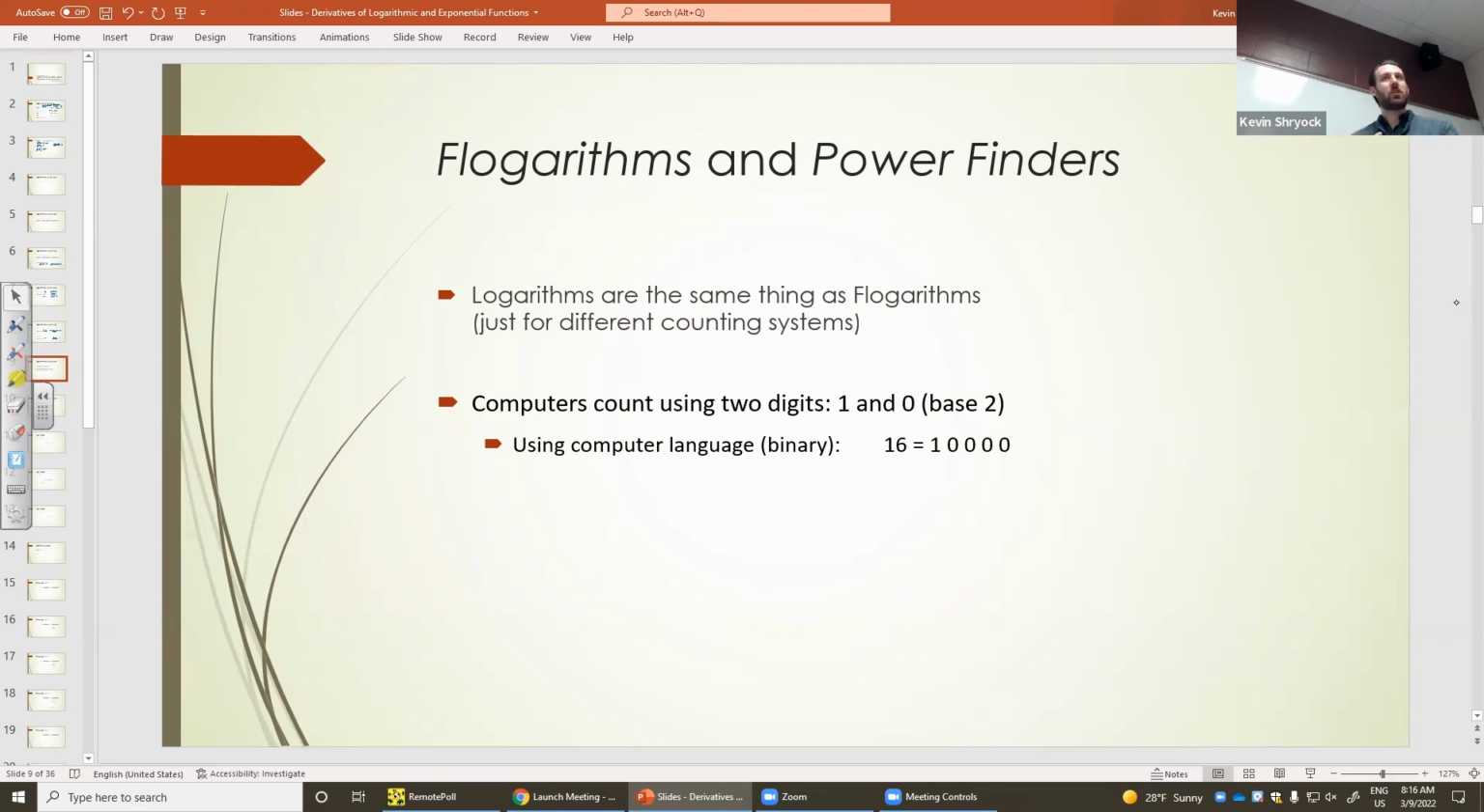Would it surprise you that there are cultures that count differently? There are cultures that count in 20s. Why do you think they count in 20s? Fingers and toes, very nice, right? There are cultures that count in 60s, right?